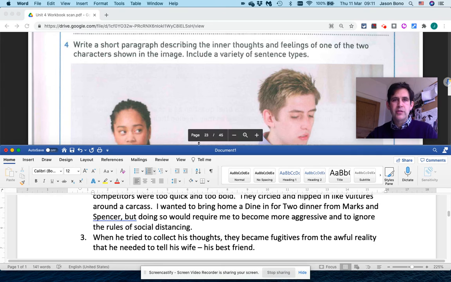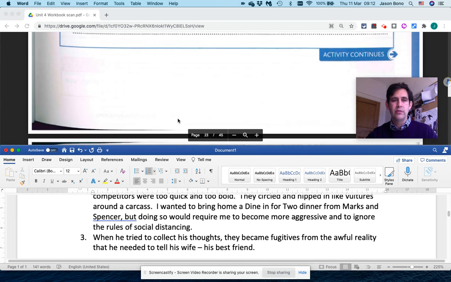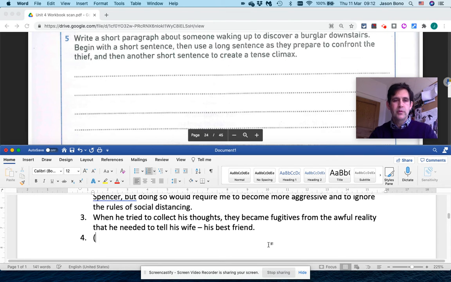Write a short paragraph describing the inner thoughts and feelings of one of the two characters. Include a variety of sentence types. I'm not going to do this because you've just seen how to build the different sentence types. Now your chance to practice is here. So you write your paragraph there. I'm going to skip 4 and go on to 5.